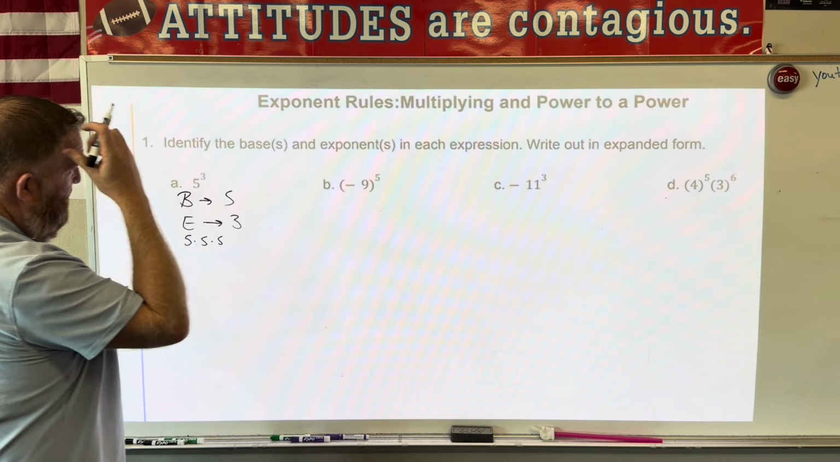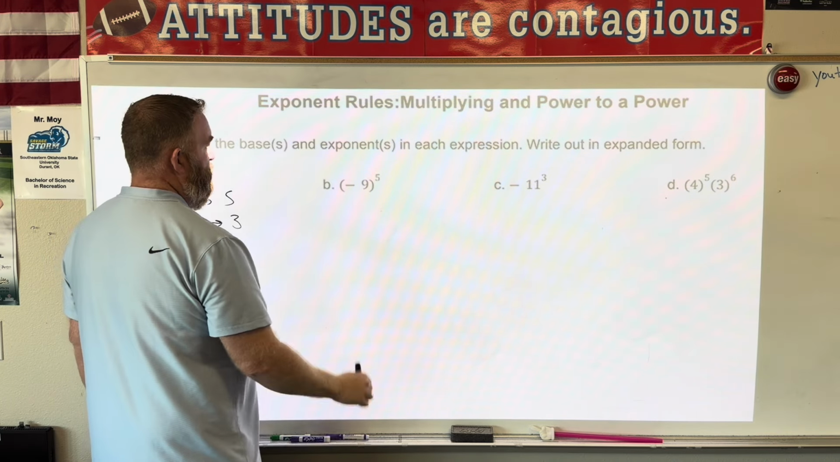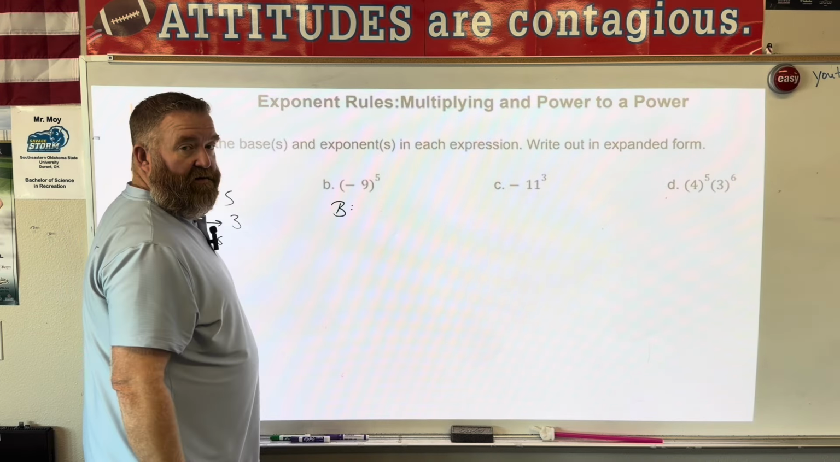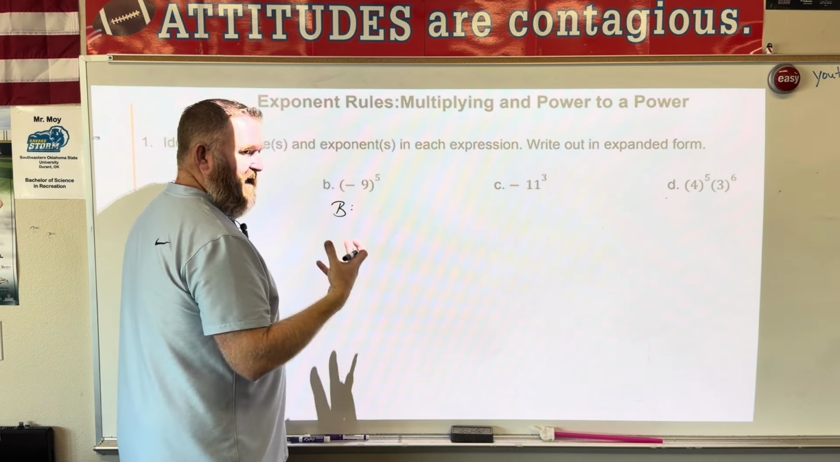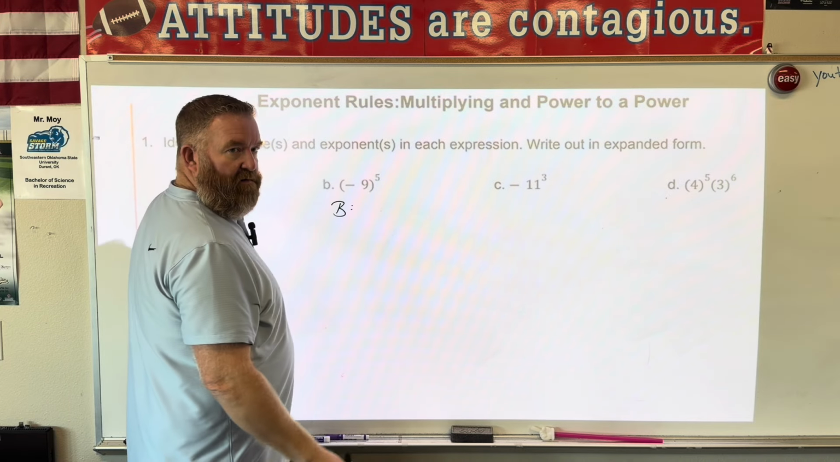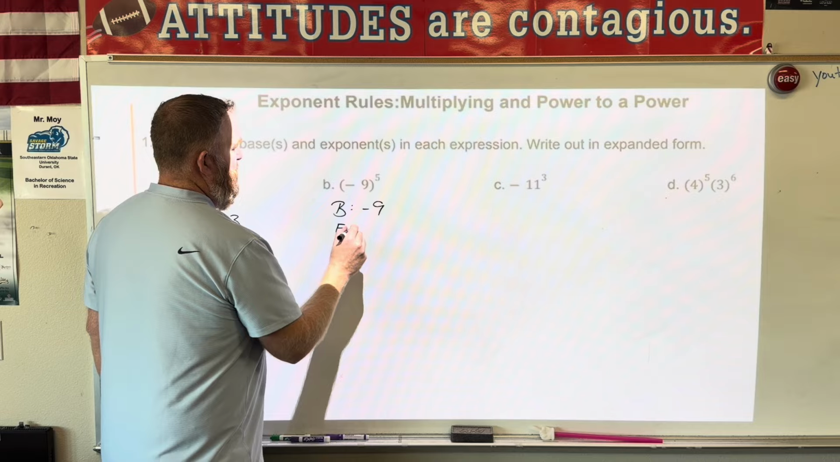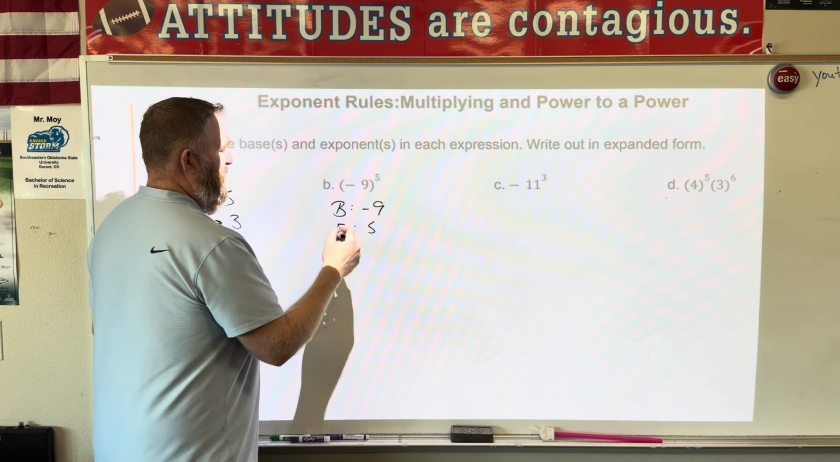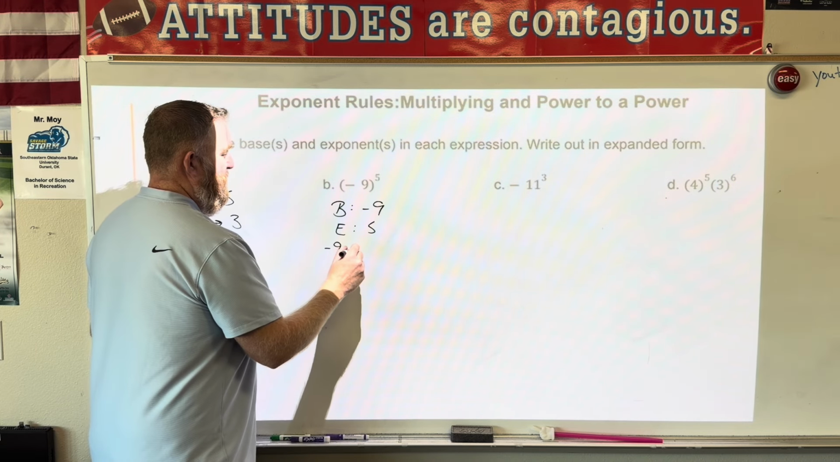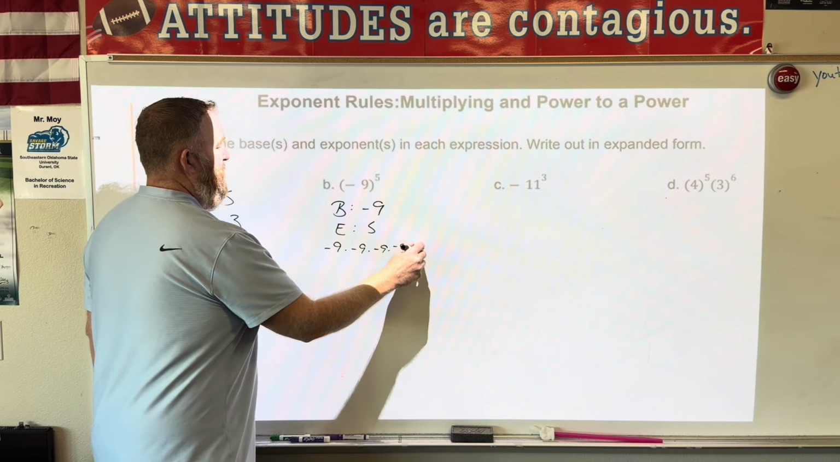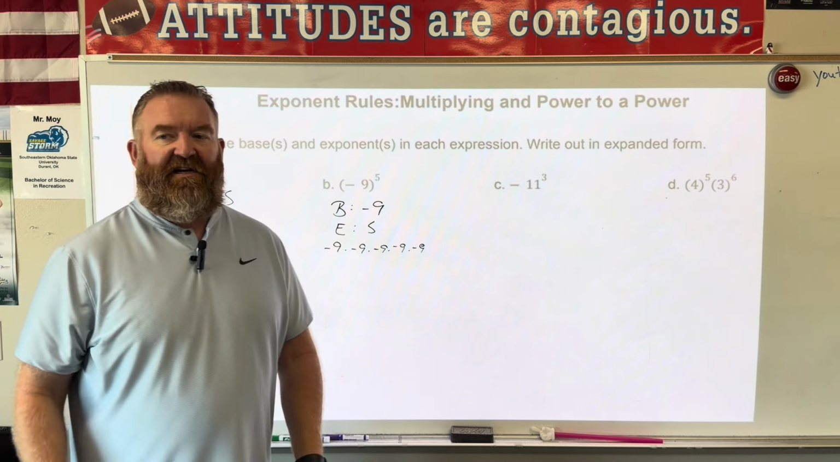What's the base? What's being multiplied? Negative 9. The base is negative 9. What's my exponent? 5. So how would I write this, guys? Negative 9 times negative 9, and so on, five times. Good. All right. Let's see if you can figure out C.